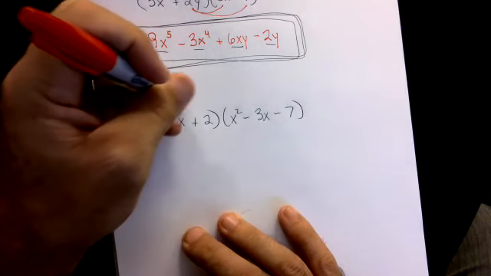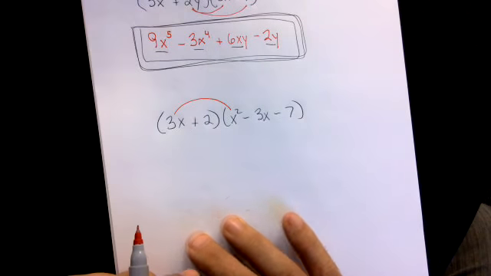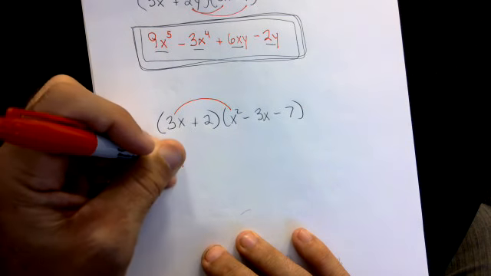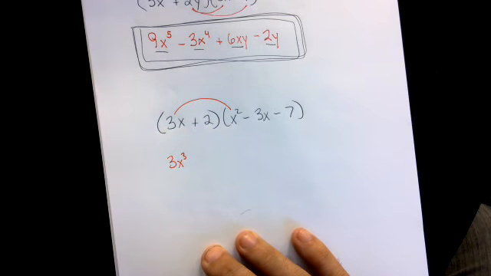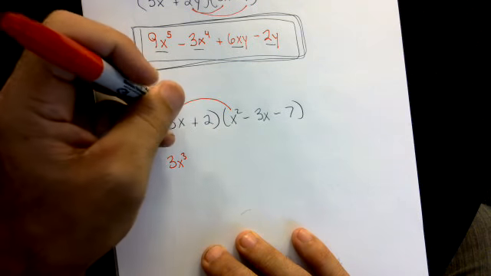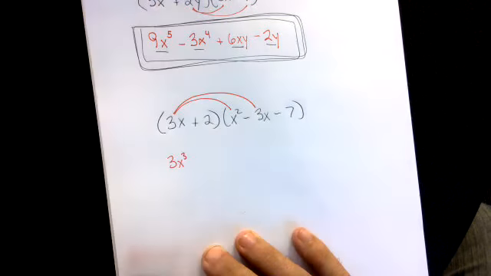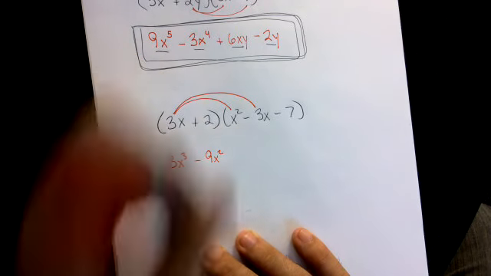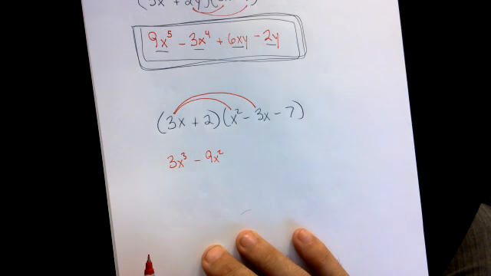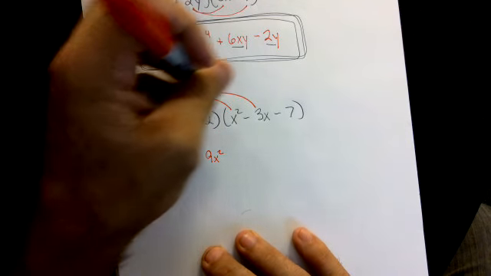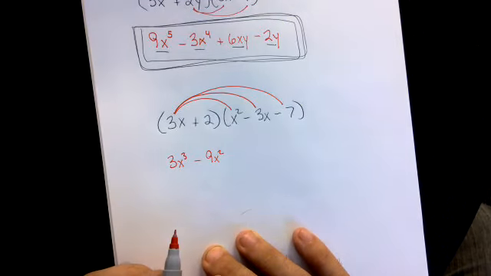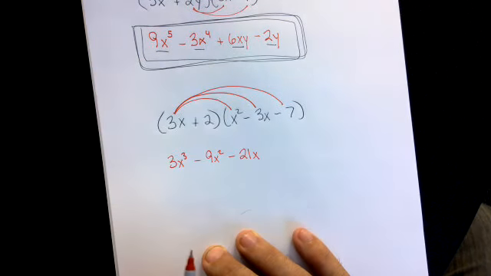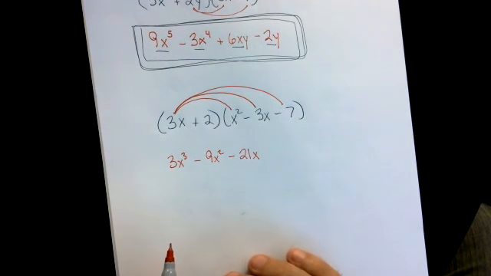So we've got to take 3x times x squared. So that would be 3x to the 3rd. We've got to take 3x times negative 3x, which would be negative 9x to the 2nd. And we've got to take 3x times negative 7, which is negative 21x.